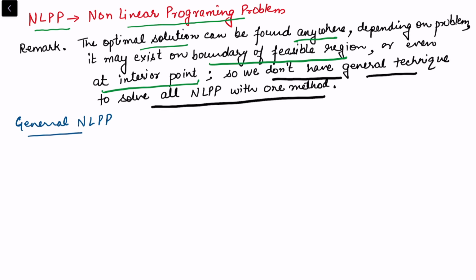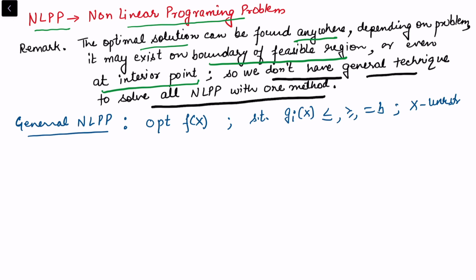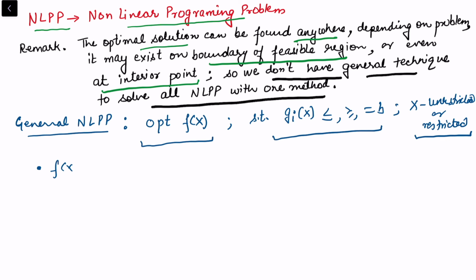So let's first consider the general non-linear programming problem. There again we have some function which we want to optimize subject to certain constraints, and the constraint I am showing by gi(x) less than, greater than, or the constraint may be equal. There may be some restriction on the decision variables, or they may be unrestricted. So I'm just adding both. This is the same structure. We have an objective function, then we have some constraints, and then we have the restriction or non-restriction on the decision variable values. Now if f of x or gi(x) or both are non-linear.